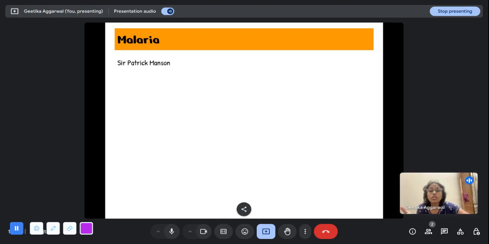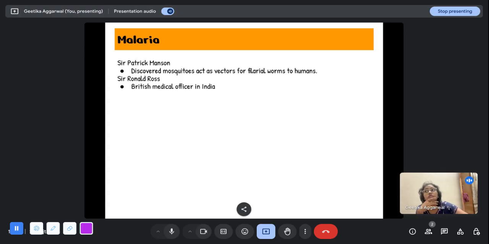So there was this person called Sir Patrick Manson, and he discovered that mosquitoes act as a vector for filarial worms in humans. So not talking about malaria, but he figured out at this time that filarial worms were actually being transferred by mosquitoes. Then this served as an inspiration for Sir Ronald Ross, who was a medical officer in India from Britain, because at that point India was being colonized by the British. So he was a medical officer, and these were the things that we were aware of by that time.